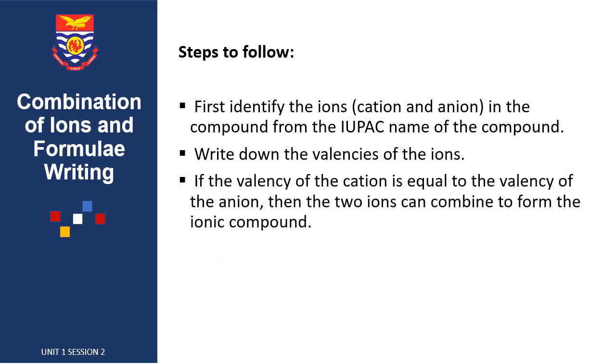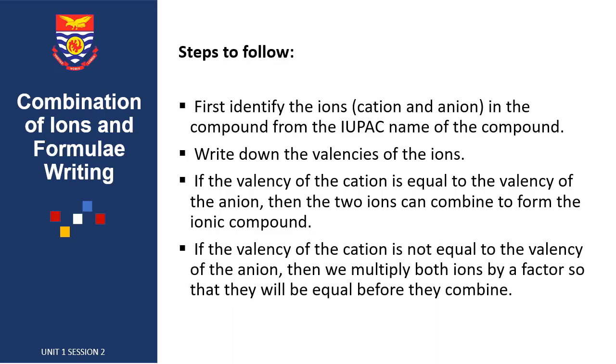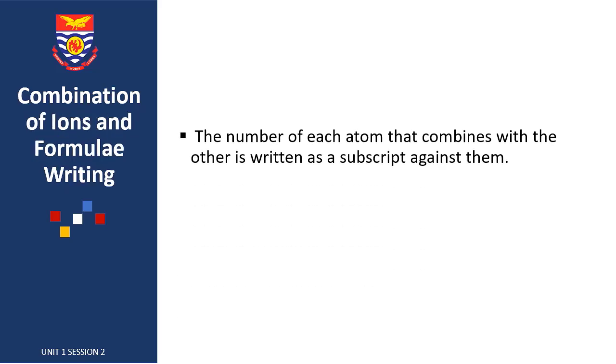Then, if the valency of the cation is equal to the valency of the anion, then the two ions can combine to form the ionic compound. When we take a specific example, you will understand this point. Then, if the valency of the cation is not equal to that of the anion, we need to multiply both ions by a factor so that they will be equal before they combine. Why? Because we are writing a neutral compound. So the number of positives should be equal to that of the negatives, so that at the end they will cancel out for us to have a neutral compound.